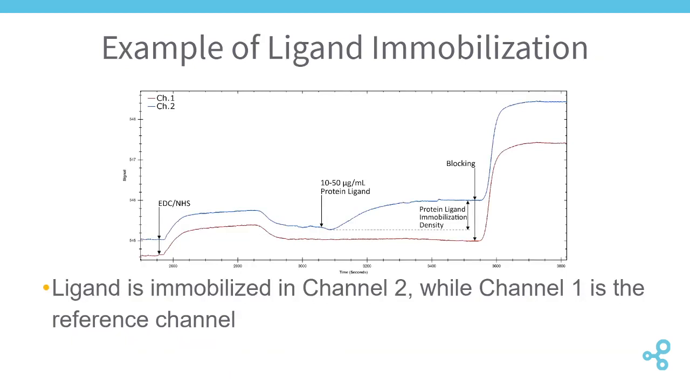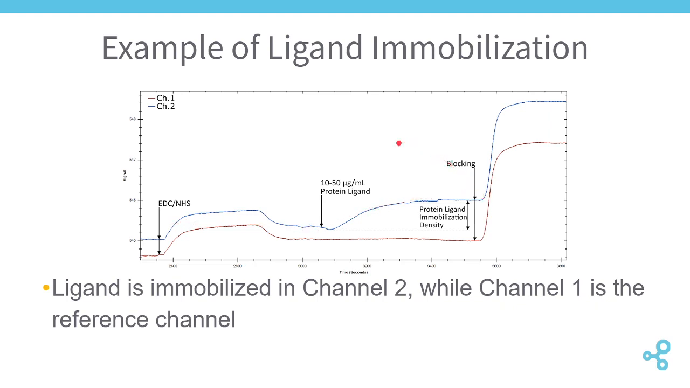So once we have that ready and we're going to do our actual experiment, here's an example of what the ligand immobilization looks like. So this is another one for carboxyl. We have here our activation step, the EDC and NHS. Then we go to our ligand immobilization step, and then our blocking step.